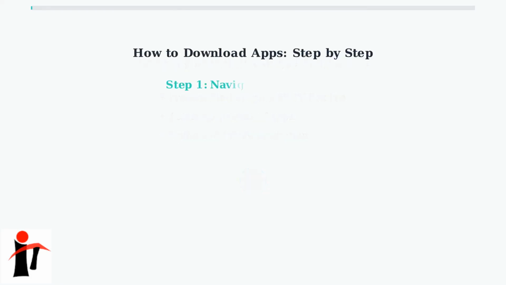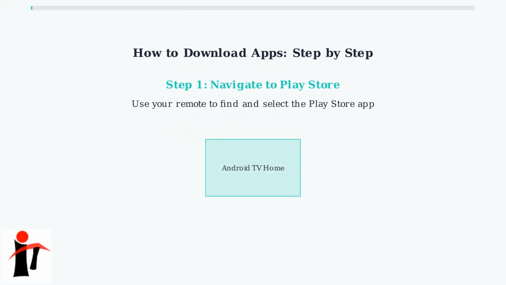Step 1 is simple. Navigate to the Google Play Store using your remote control. You'll find the Play Store icon on your Android TV home screen, typically in the top row of apps.